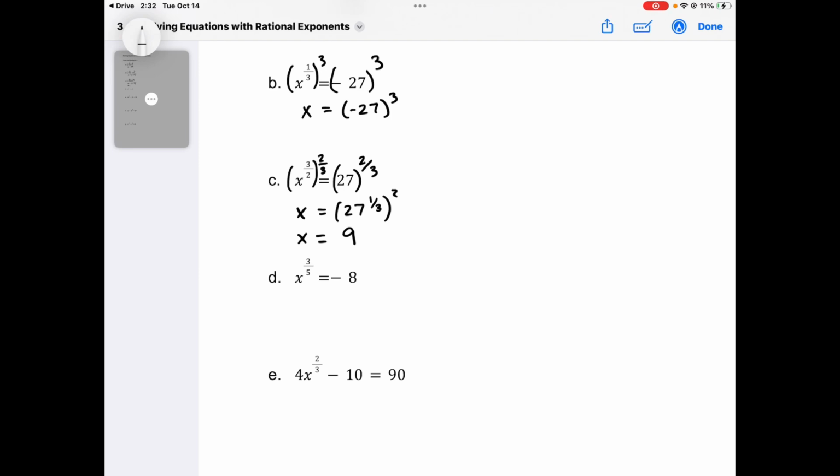Moving on to the next one, I've got x to the 3/5. So I'm going to raise the left-hand side to the power of 5/3. I'm going to do the same thing to the right-hand side. This gives me x is equal to the cube root of minus 8 to the exponent 5. The cube root of negative 8 is minus 2. Minus 2 to the exponent 5 is minus 32.